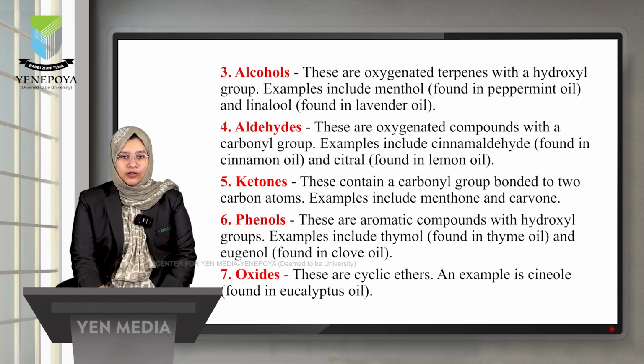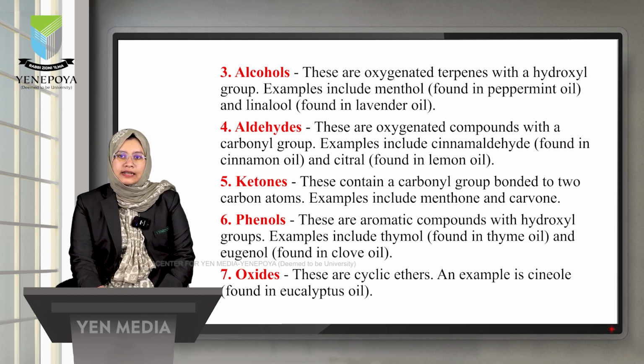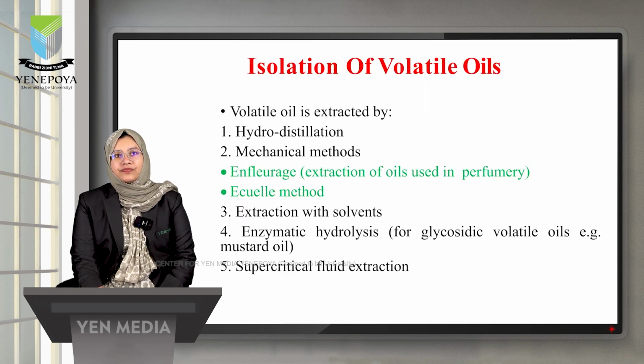And next is the phenol. Phenol is an aromatic compound with a hydroxyl group. Examples are thymol, that is found in thyme oil, and eugenol, that is found in clove oil. Next are the oxides, which are cyclic ethers, and an example is cineol, that is found in eucalyptus oil. And next is the isolation of volatile oil.